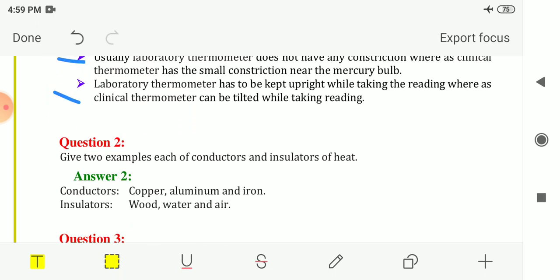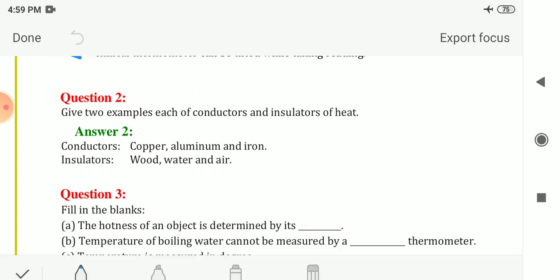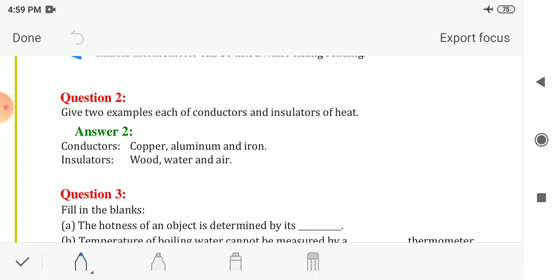Now next question is, give two examples each of conductors and insulators of heat. So first let us see conductors of heat. Most of the metals, that is copper, aluminum and iron, are good conductors of heat. Next is insulator. So materials like wood, water and air are poor conductors, or you can say insulators of heat. So these are the examples of conductors and insulators of heat.